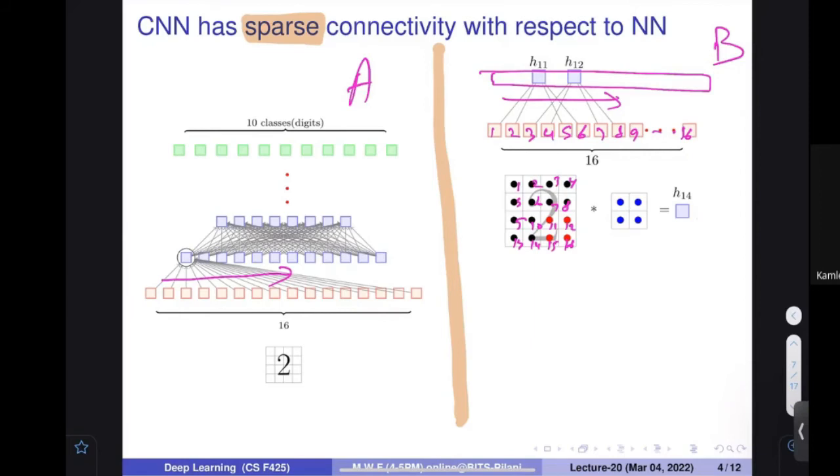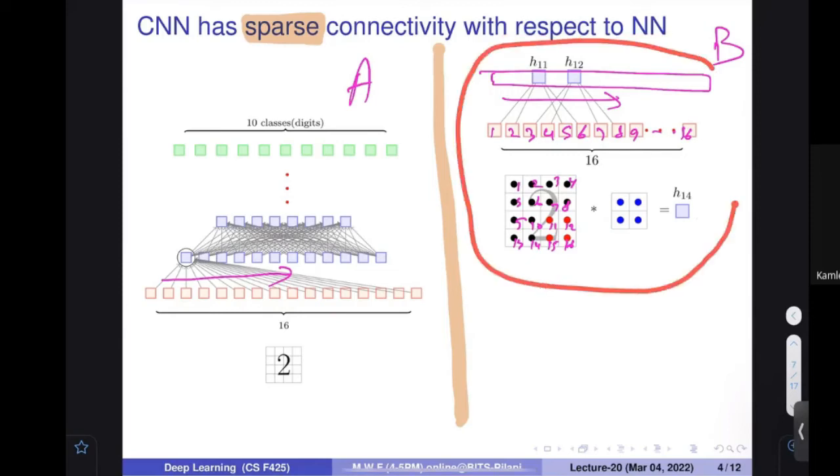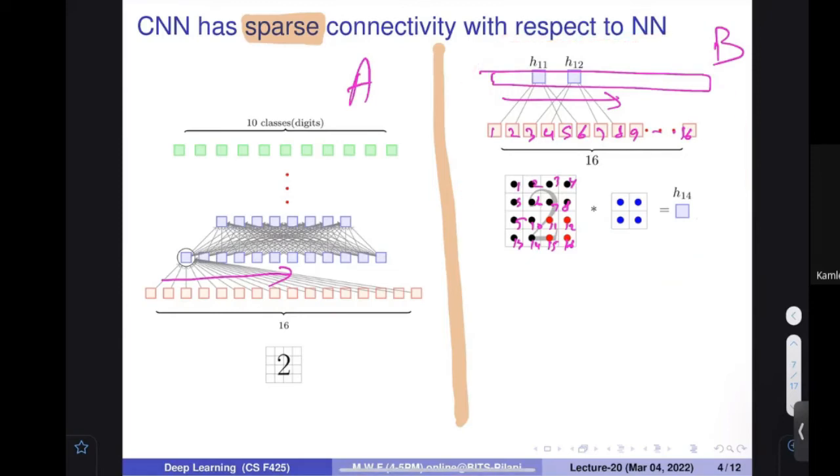So I wanted to tell you that CNNs have sparse connectivity with respect to the neural network. That's why, from a very naive perspective, it looks like they are not a good architecture to go ahead with. Everybody agrees with me? Yes or no?